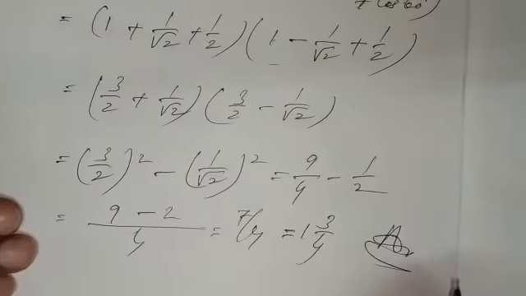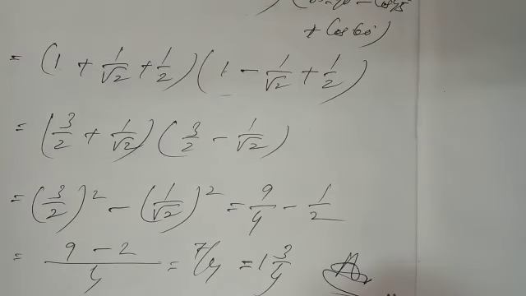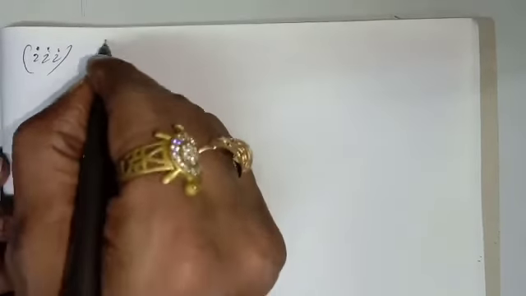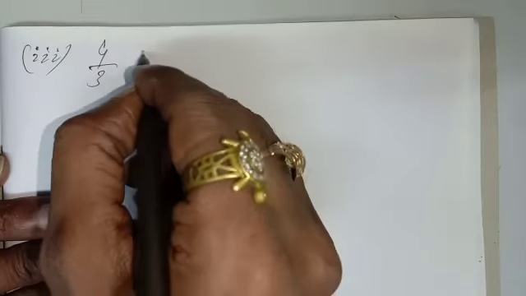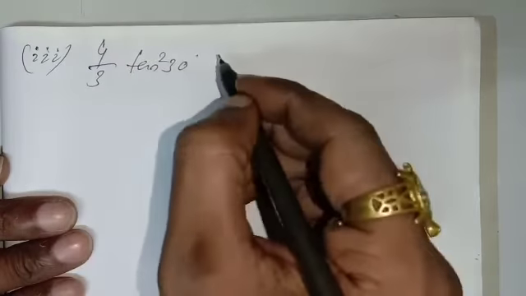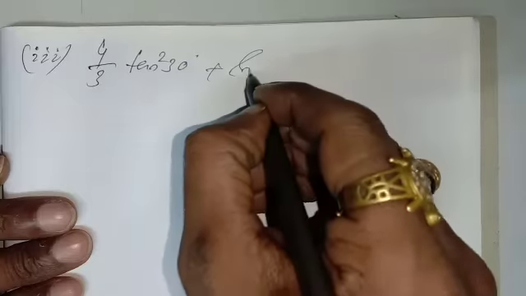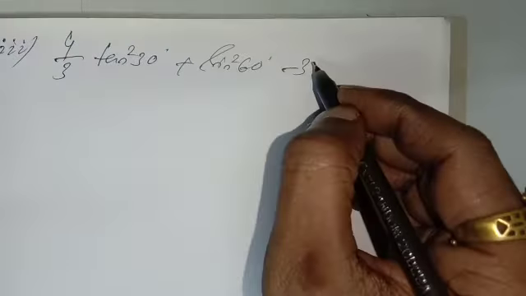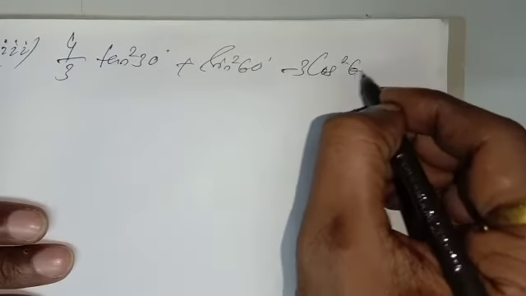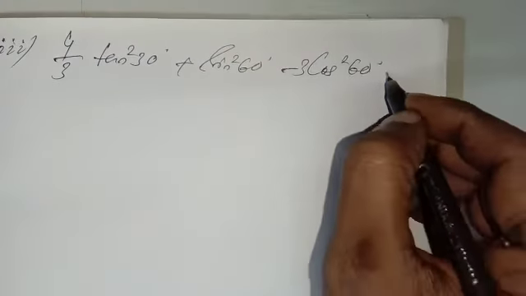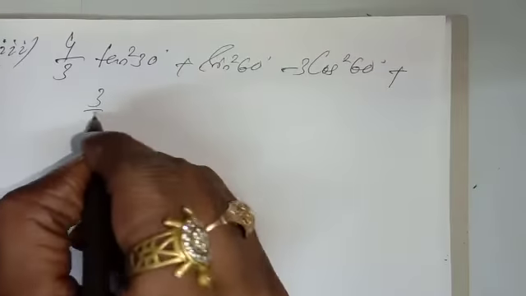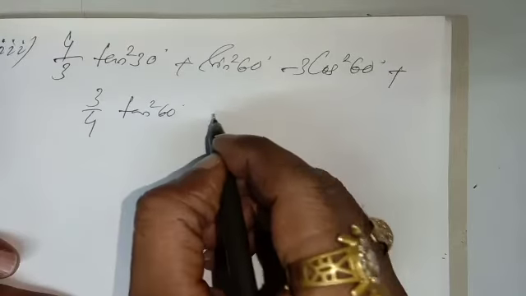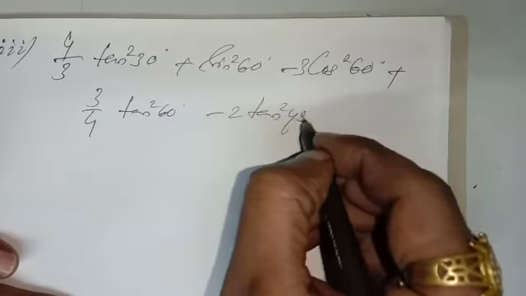I hope it is clear for you. Next I will go to the third part, of number 8. The question is given like this: 4 by 3 tan square 30 plus sin square 60 minus 3 cos square 60 plus 3 by 4 tan square 60 minus 2 tan square 45 degree.